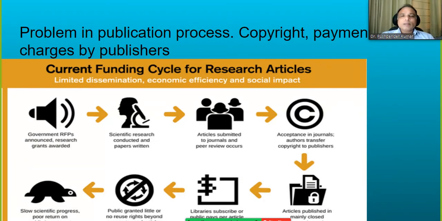Here also, I'm not going to talk much about this. Here, problems in the publication process. So first is copyright, payment, charges by publisher. This I hope you understand, because we have been discussing it. So what happens? Government releases some money, research grant, scientific research. What they do, they write some paper, an article they submit to a journal, they publish. Who publishes? Publisher. But they say we have copyright, we will not give it to anyone free of cost. So here they have a depository. If you want, if the library wants, they will subscribe to it. Will it be free?